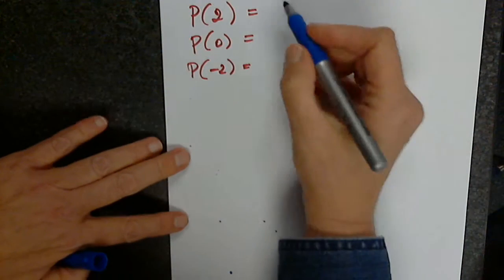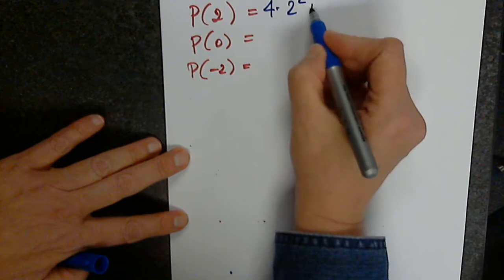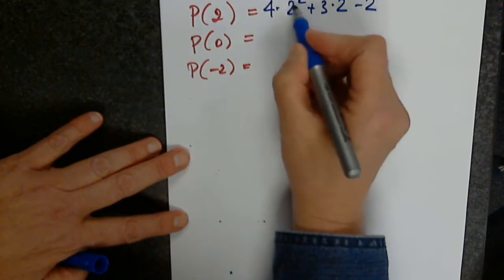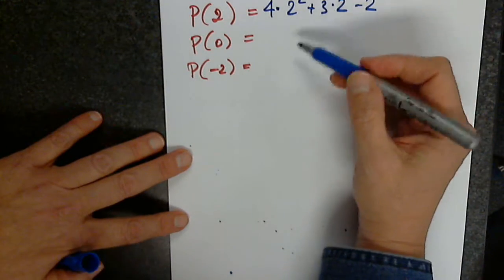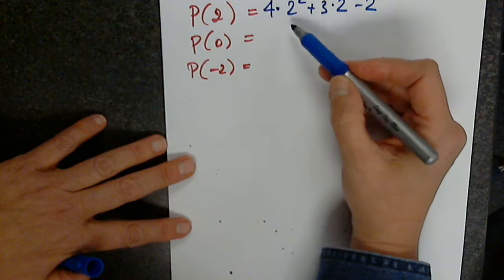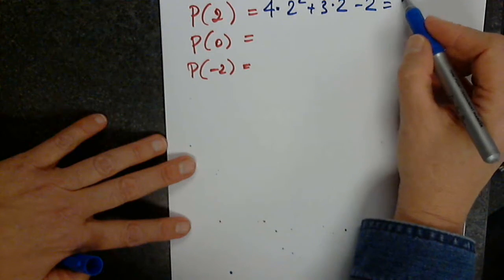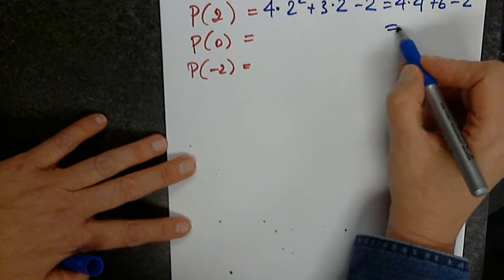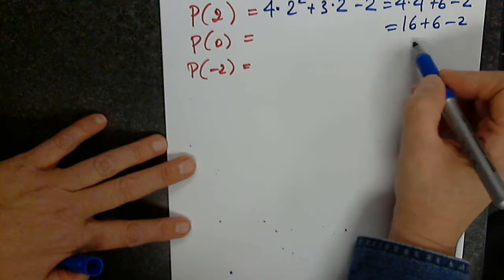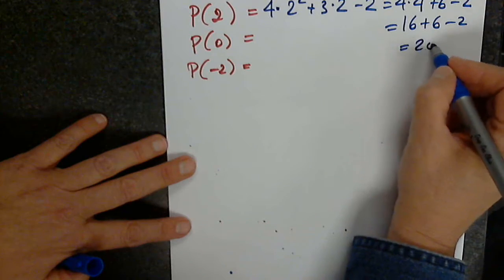Okay, P of 2, 4 times 2 squared plus 3 times 2 minus 2. 2 does not need parentheses. But I have to apply the power first. I have to do the exponents first. So it's 2 squared. So 4 times 4 plus 6 minus 2. 16 plus 6 minus 2. 22 minus 2 is 20.